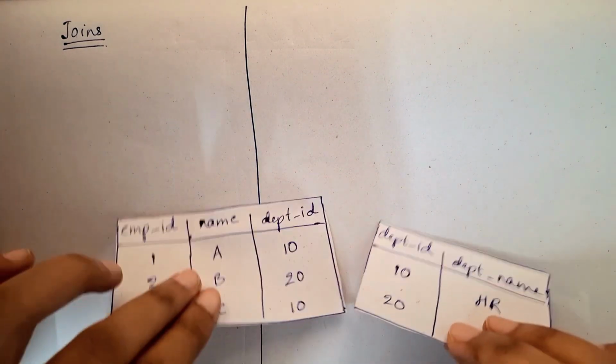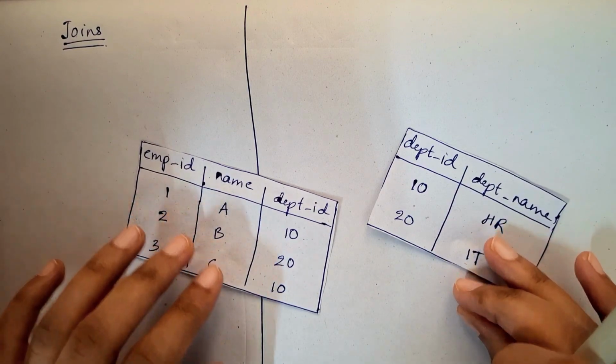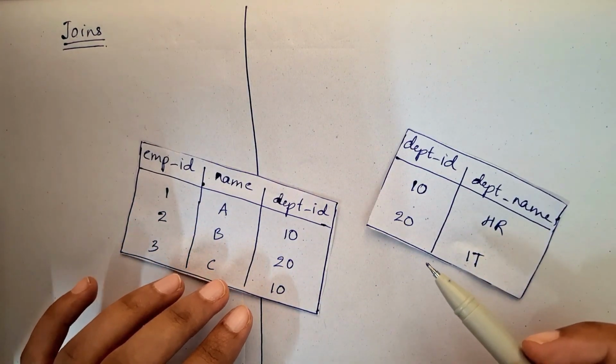Hi everyone. In this video, we are going to understand what exactly a SQL join is. In simple words, a join is used to combine data from two or more tables. But why do we need this?